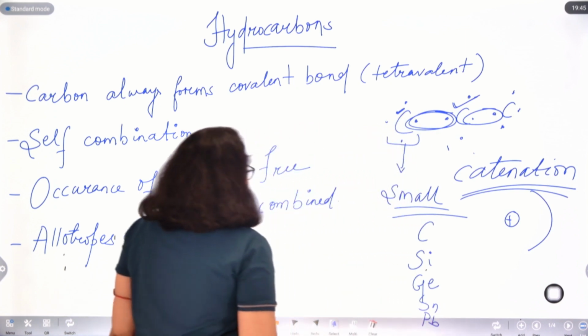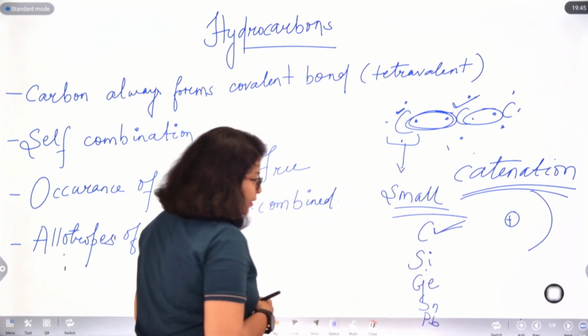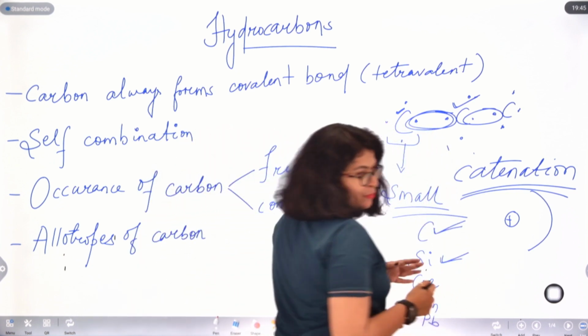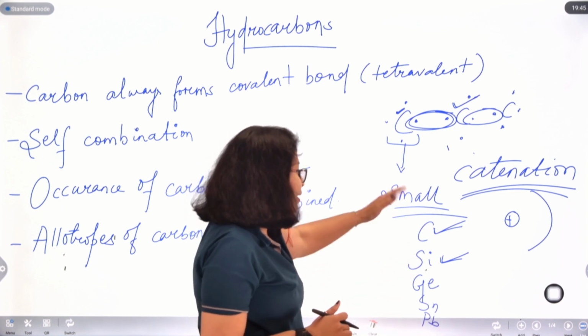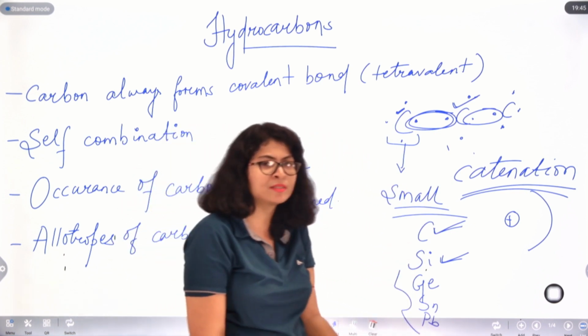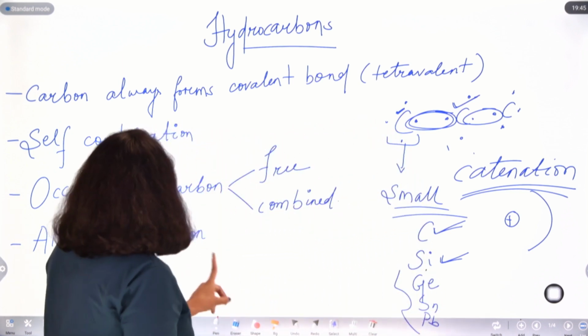Therefore, we can say the property of catenation, yes, carbon shows a very strong property of catenation, but silicon also shows this property to some extent, but it's very weak, comparatively weaker than carbon, and as we move downwards, this tendency decreases and almost fades away. Okay, so this self combination property is called catenation.